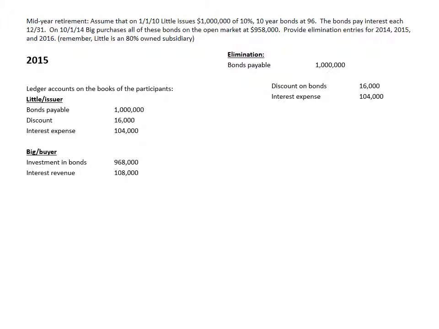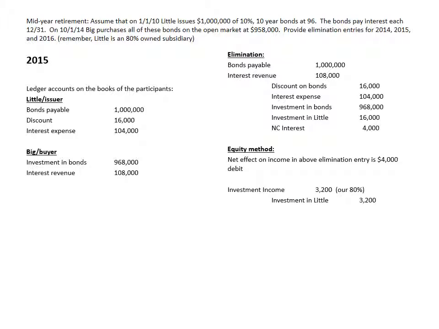So as before, for the elimination entry, we need to eliminate these ledger accounts. We eliminate Little's accounts, we eliminate Big's accounts, and now we need to carry forward that $20,000 realized but unrecognized gain from the previous year. Since that was an upstream transaction, we're going to split that $20,000 between the investment in Little and the non-controlling interest. Under the equity method again, we look at that elimination entry, and the two income statement accounts are interest revenue and interest expense. They've got a net debit between them of $4,000, and so since there's a $4,000 debit to the elimination entry, we do 80% of that, or $3,200, as a debit to our investment income.